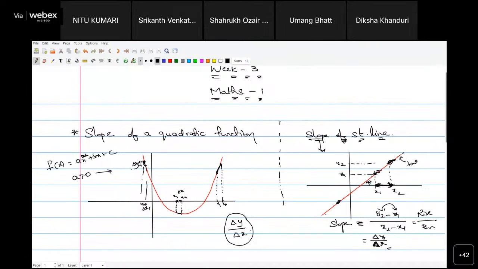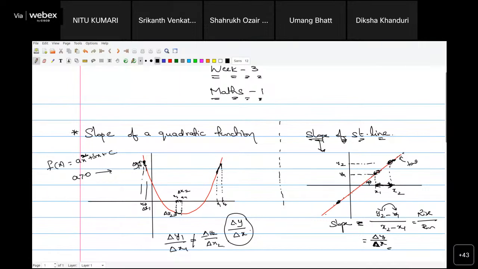So let's say delta x1, delta y1, delta x2, and this change delta y2. You can easily see that delta y1 by delta x1 will not be equal to delta y2 by delta x2. So that means the slope at each and every point on a quadratic function varies.